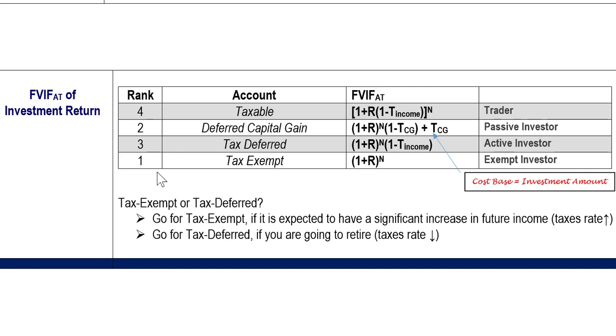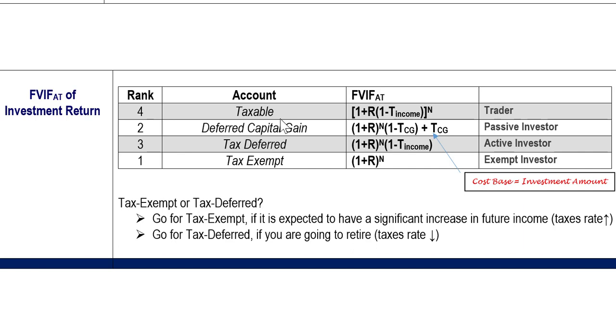So here I'm going to summarize. I have summarized a table looking at, under different accounts, what the future value is for every $1 investment under different scenarios, different types of account. So let's look at that. There are four possible types of account.